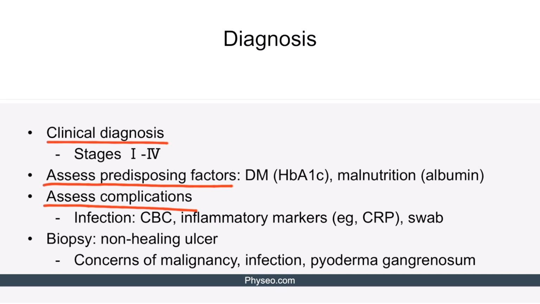So if there's an ulcer that doesn't seem to be healing, a non-healing ulcer, despite appropriate measures, a biopsy can be considered to rule out malignancy, or to identify resistant infections and rule out pyoderma gangrenosum. Recall that pyoderma gangrenosum is a condition associated with autoimmune inflammatory diseases and results in rapidly enlarging, painful ulcers.